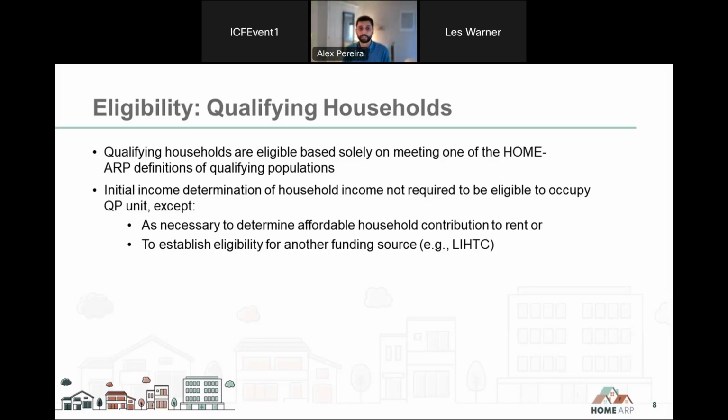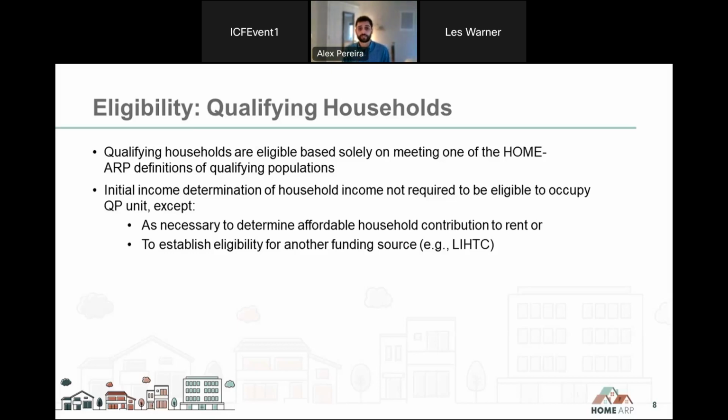So income determination can happen, and that can be in a few instances. First of all, there are some QP definitions that do have income restrictions to them. So income determination will need to happen to determine eligibility under those QPs. Secondly, to determine household contribution to rent.